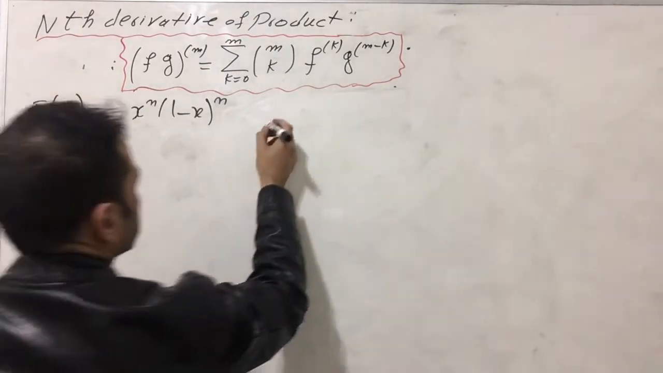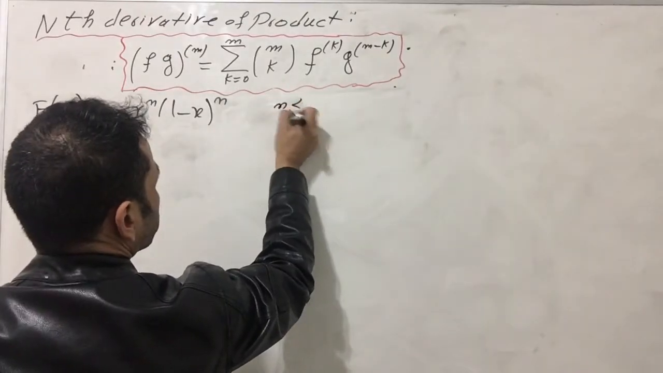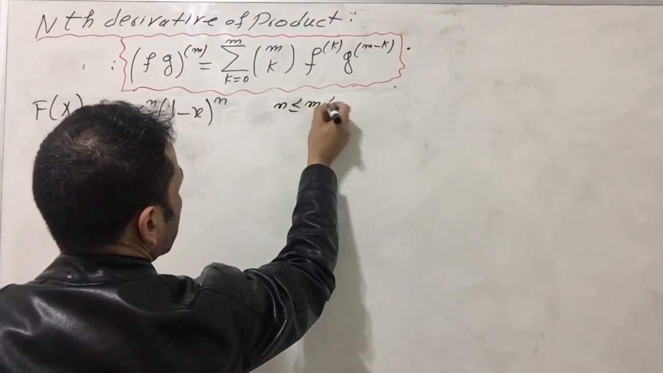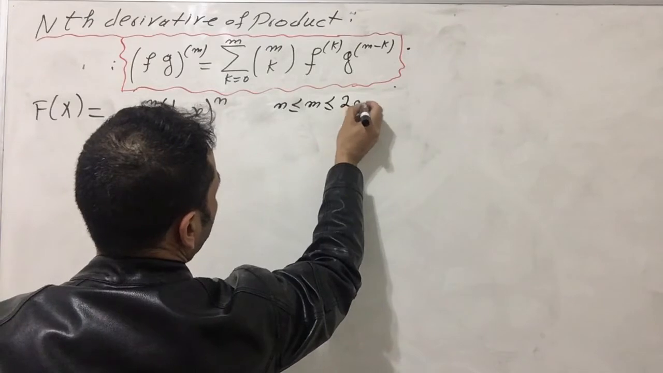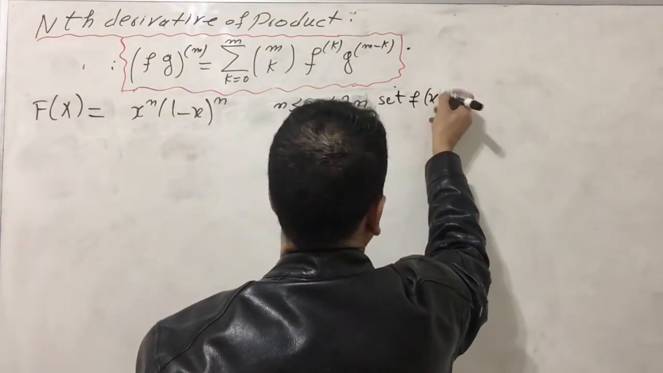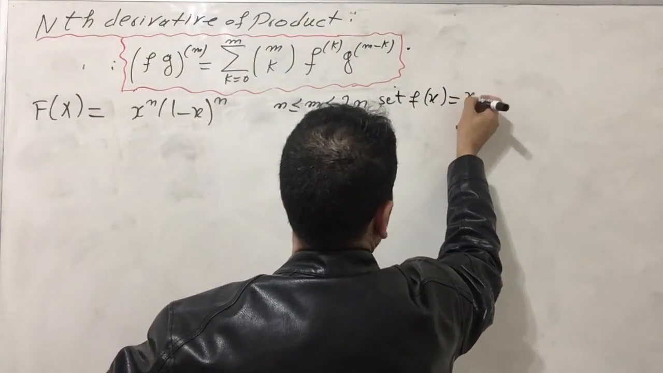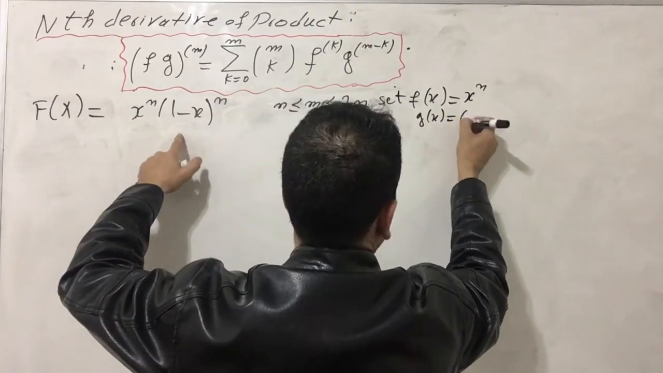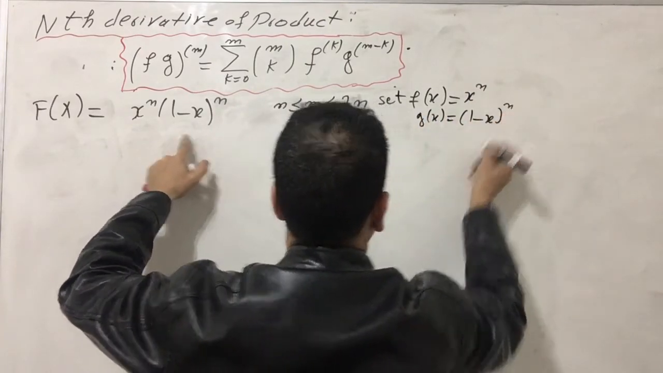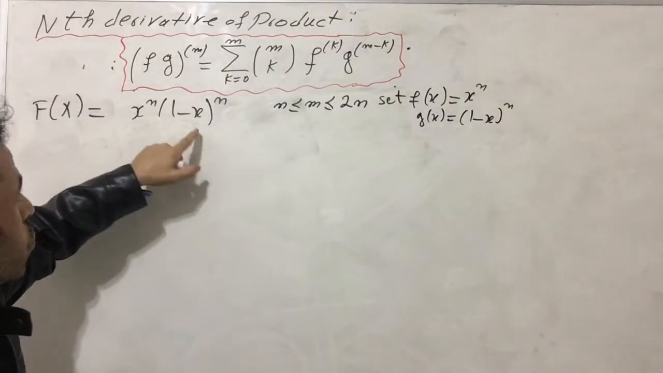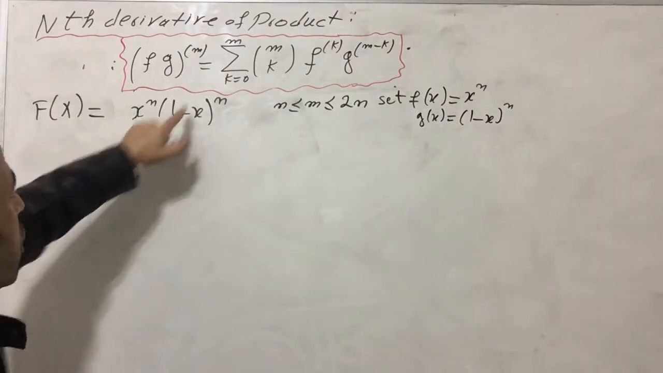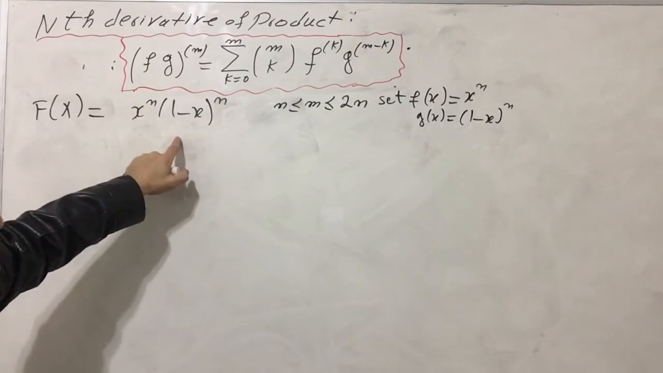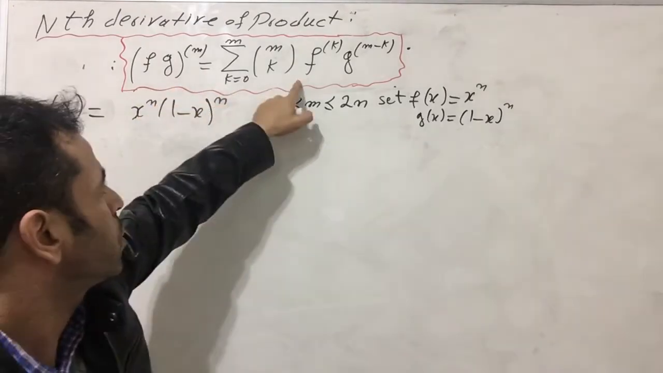There is a condition: n is less than or equal to m, which is less than or equal to 2n. Let's set f of x equal to x to the n and g of x equal to (1 minus x) to the n. Because we have two functions here, we are going to apply the same theorem.